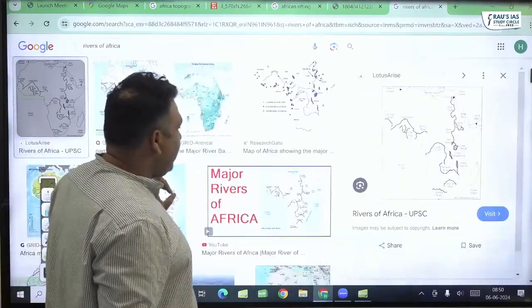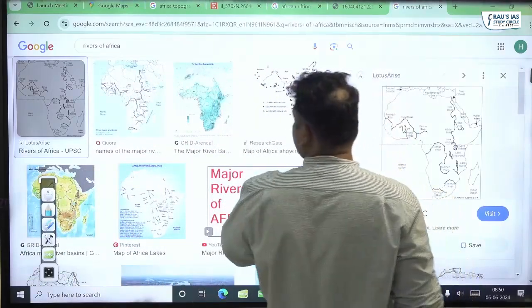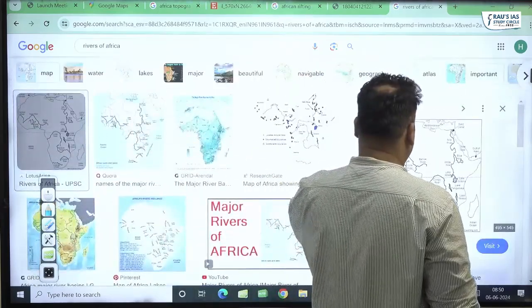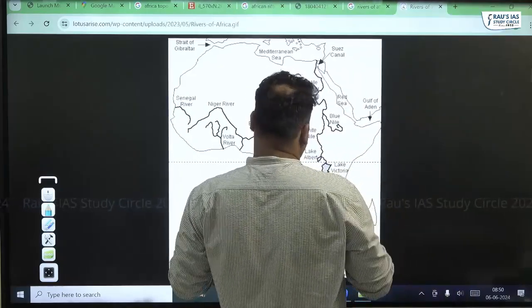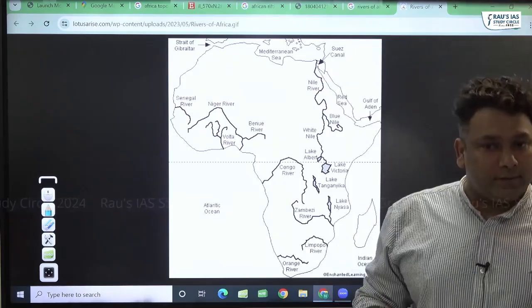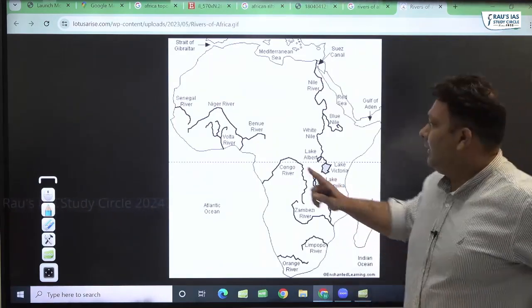Again, don't remember all the rivers, not required. Only a few rivers are important. I believe in Pareto optimality: study only 80% of the syllabus, strike a 50 to 60% rate, that's it, you'll qualify the examination. So these are the important rivers.